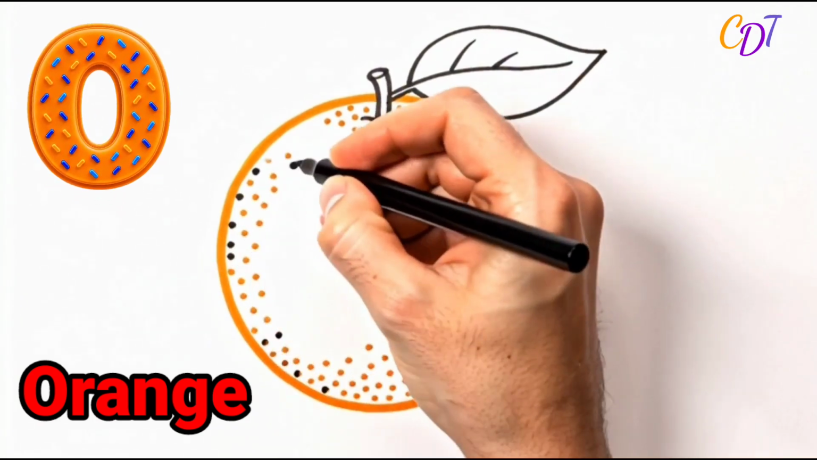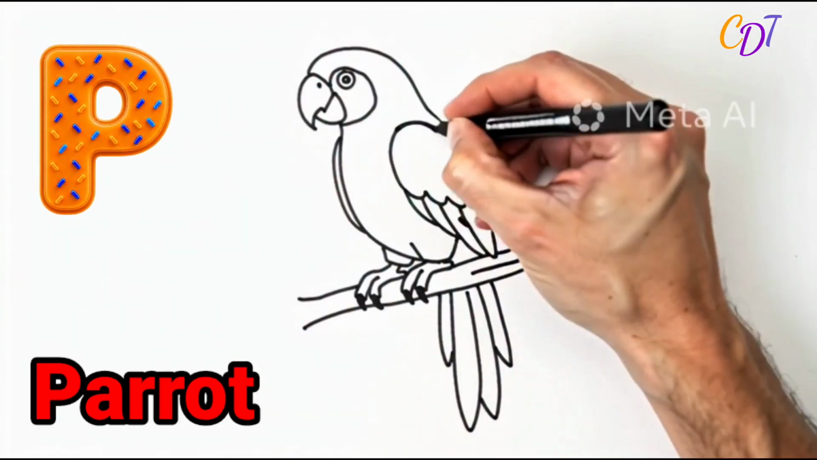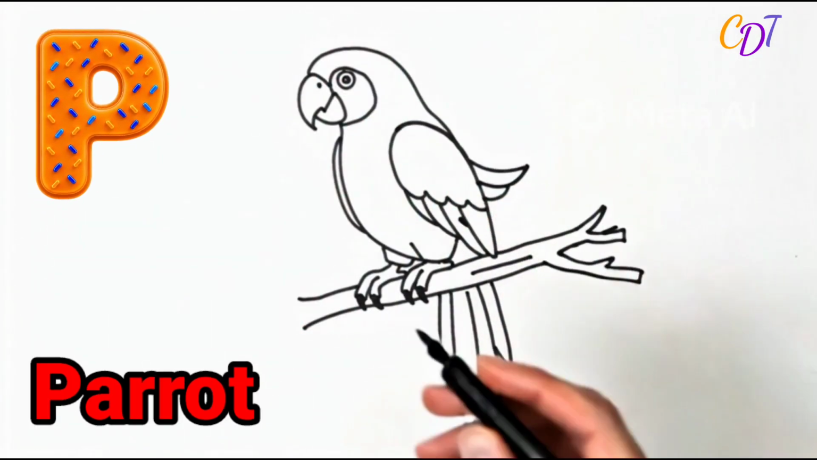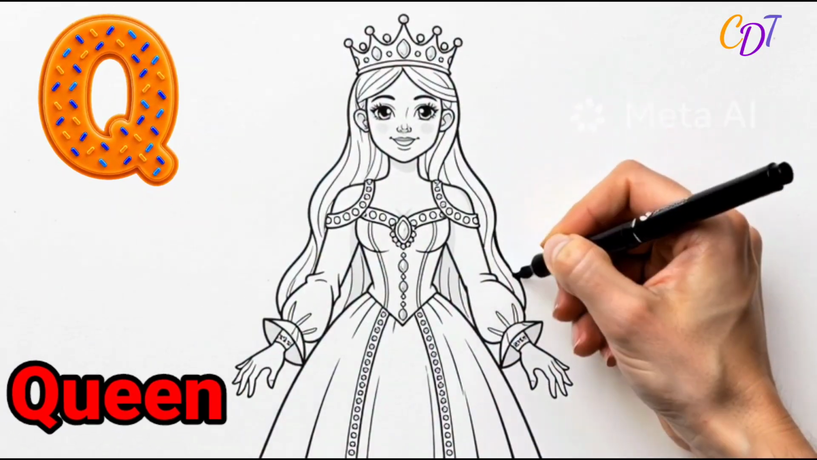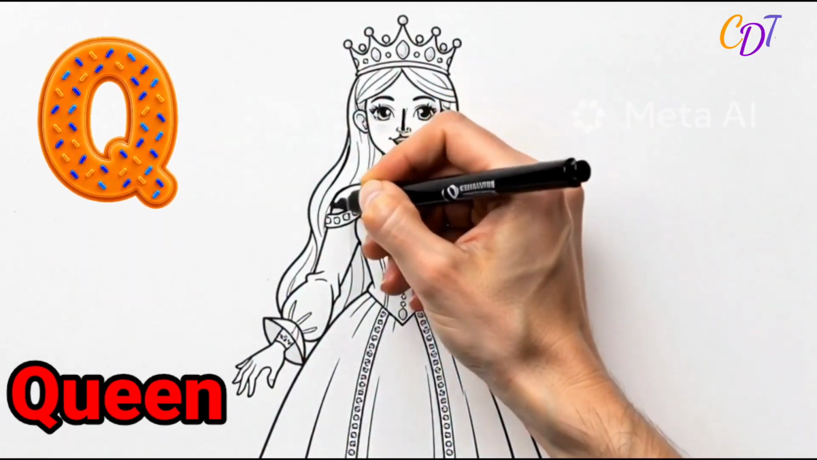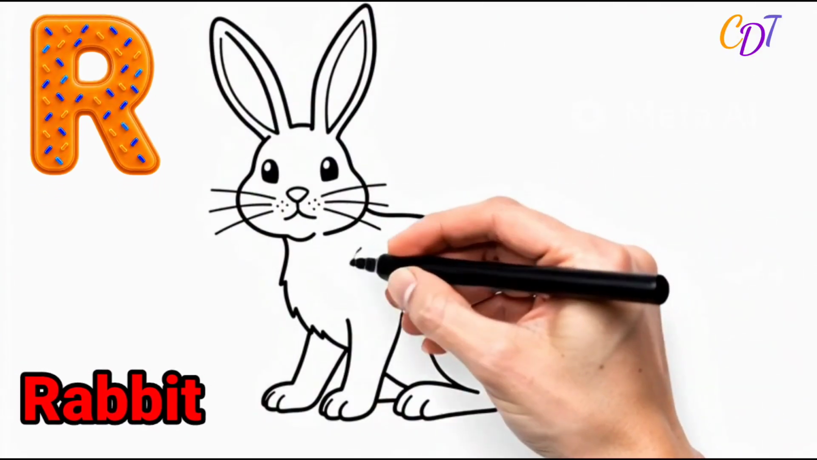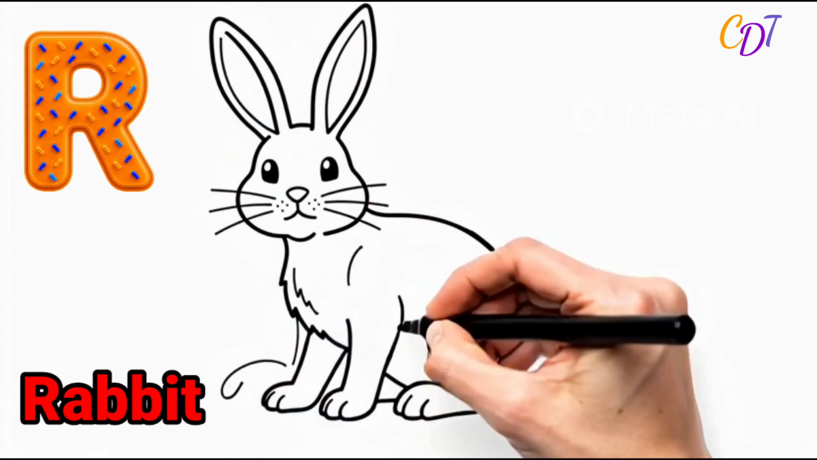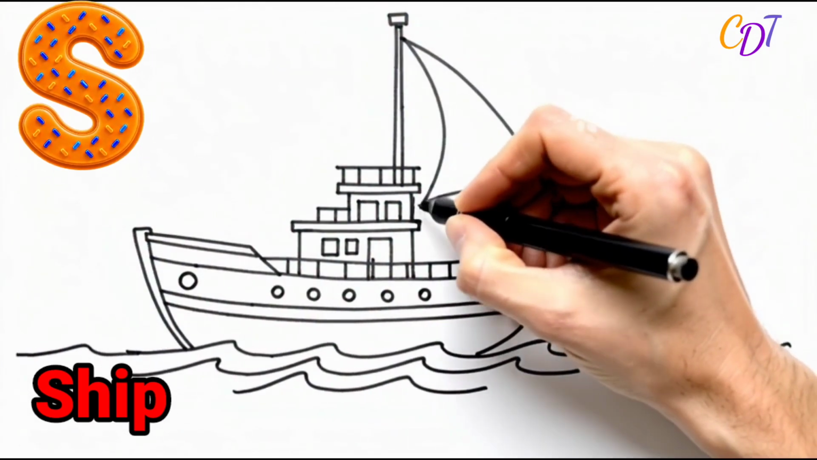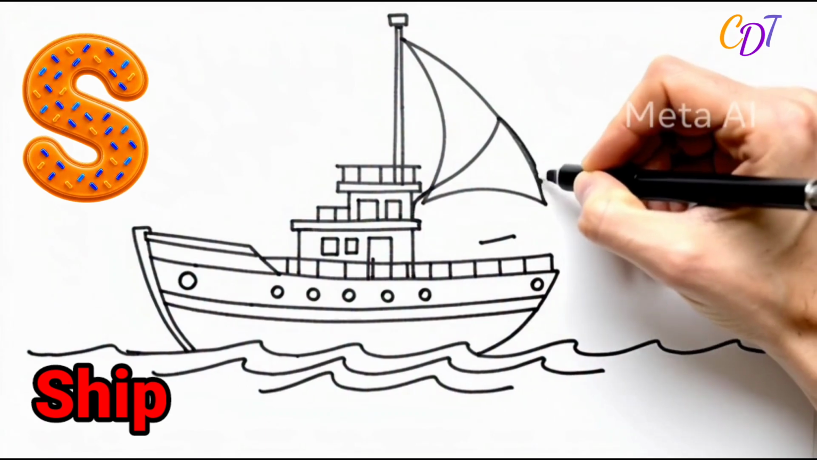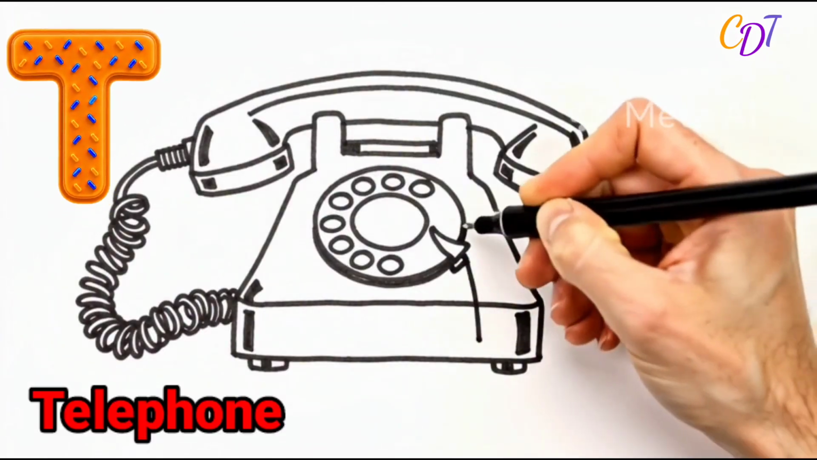P for parrot. Q for queen. R for rabbit. S for sheep. T for telephone.